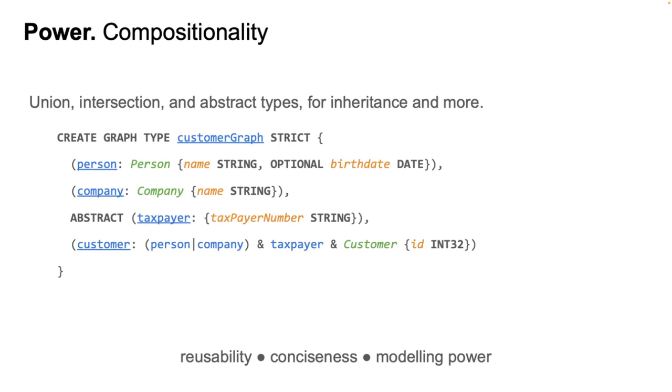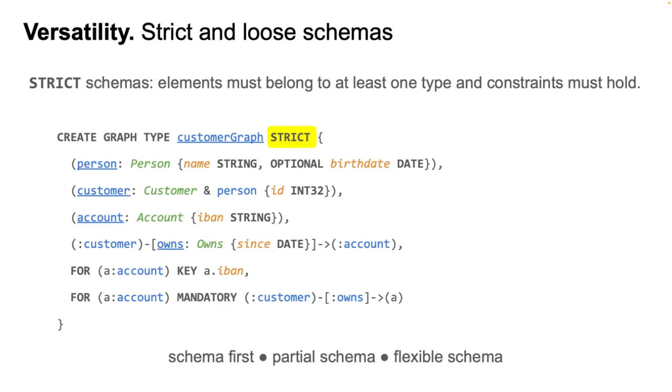If somebody's a taxpayer, they must be either a person or a company, and that's what the keyword abstract here accomplishes. If you put abstract in front of it, that means you're defining a type that can be reused to build other types. By itself it does not justify the existence of a node or an edge. We also have abstract edge types. So in that sense, we have compositionality.